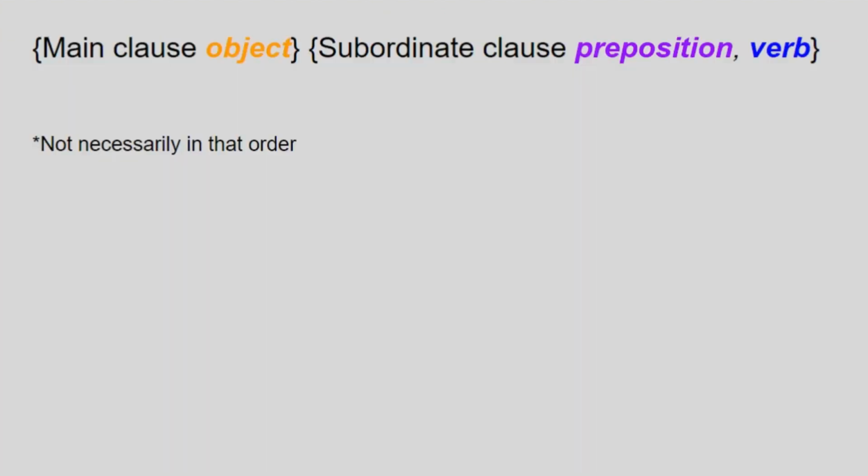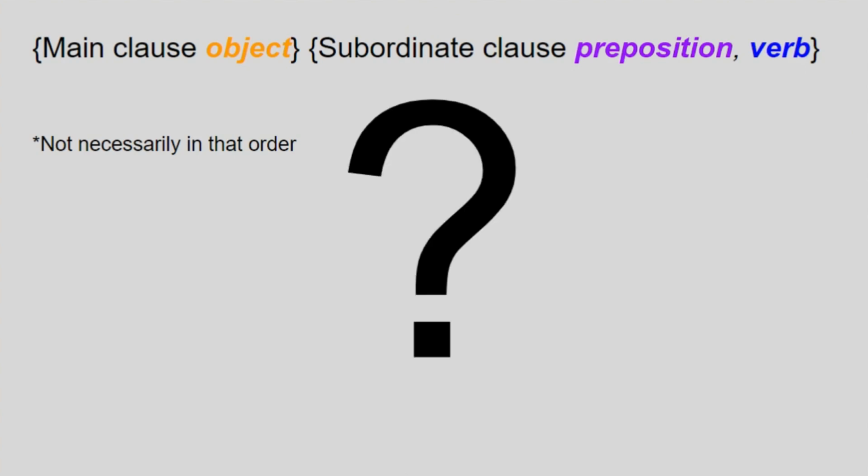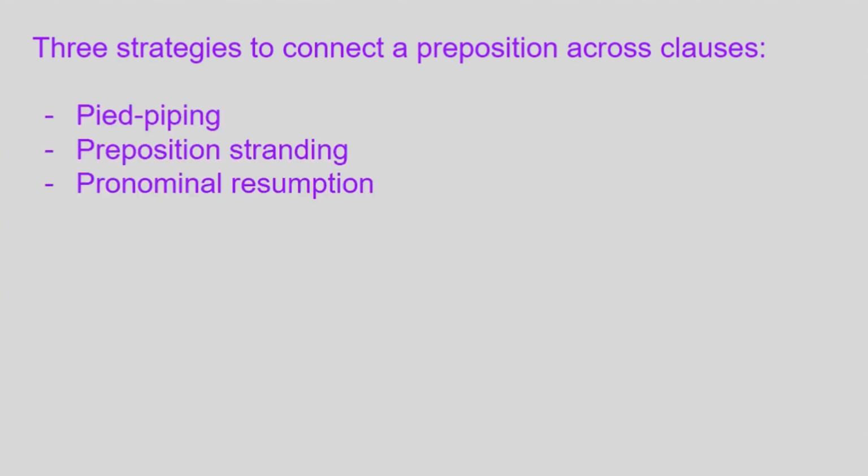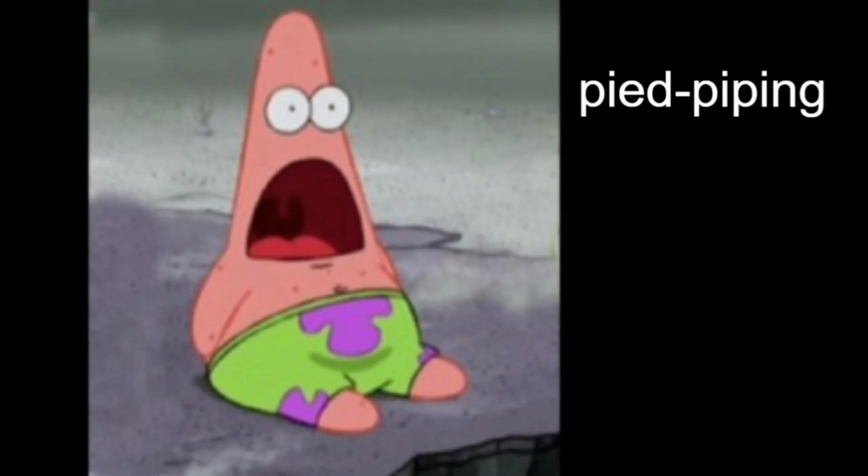When a language has to connect clauses using a preposition, how does it go about doing that? That's something you'll have to find out when you learn a language. As far as I'm aware, there are three strategies that languages use to do this, those being pied piping, preposition stranding, and pronominal resumption. Pied piping is a rather weird term that I literally just learned writing the script for this video, so for the backstory, I'll just quote its Wikipedia article.